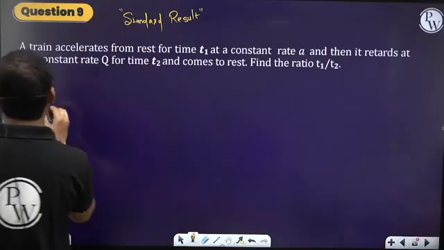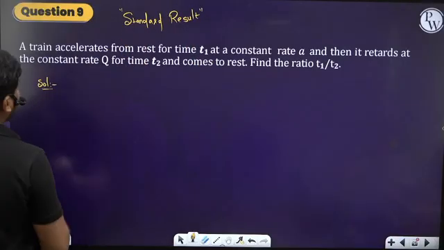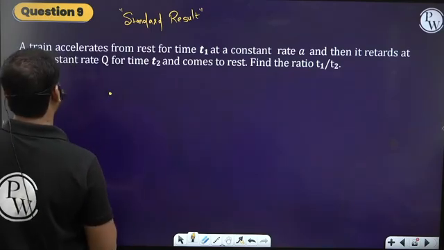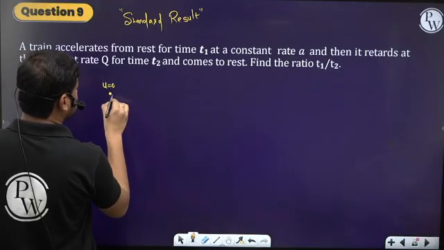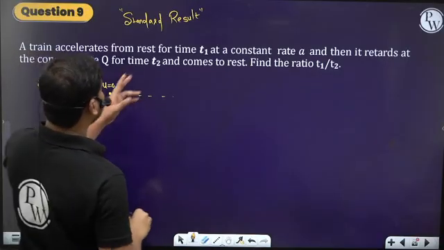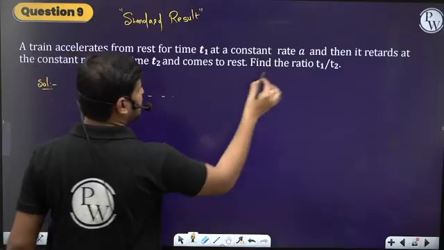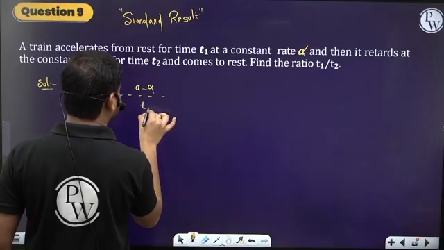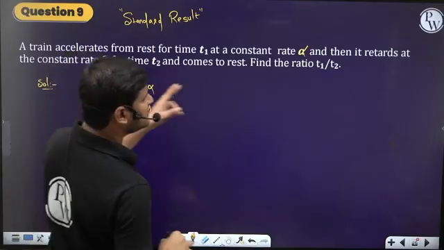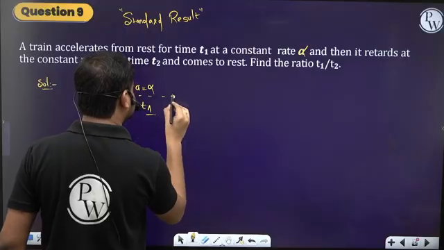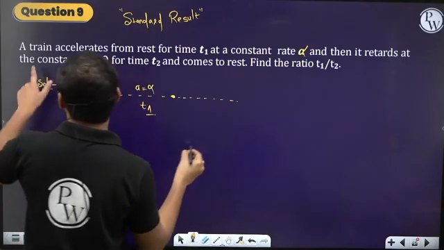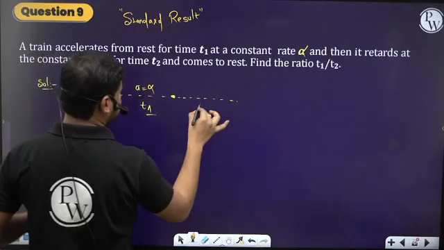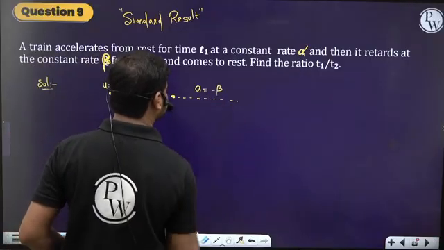So first understand the given question, what they are saying. A train accelerates from rest, so u is equal to 0. The train is accelerating for time t1 at a constant rate, let's take this as alpha, so acceleration is equal to alpha. And then it retards from this point at a constant rate, let's take this as beta. So here the acceleration is minus beta.